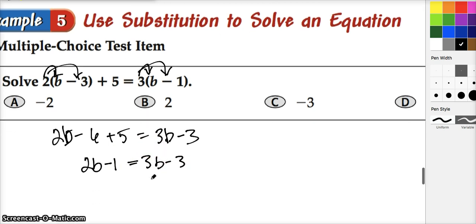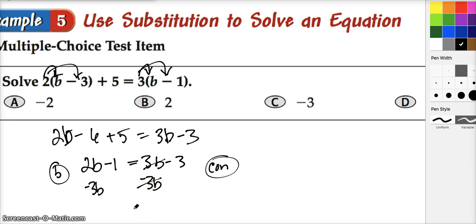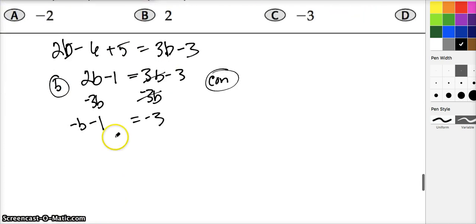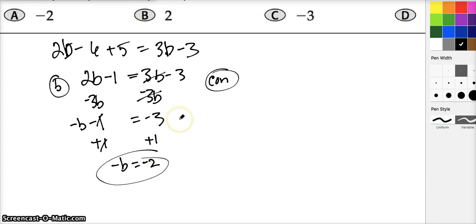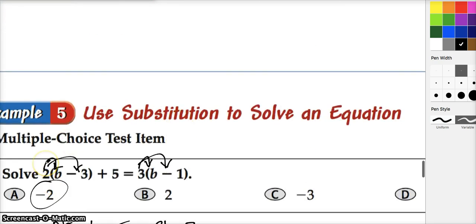And so if we continue on, I choose to put my b terms over here and my constant terms over here. It's not the usual way I'll do it, but I'll do it that way right now. I'm going to cancel these out. I'm left with a -3 over here, and then I get -b minus 1. Then I want my constants on this side, so I'm going to add 1 to both sides. And when I do that, I get -b is equal to -2. And so I see that the answer -2 is here, and I feel comfortable about myself.